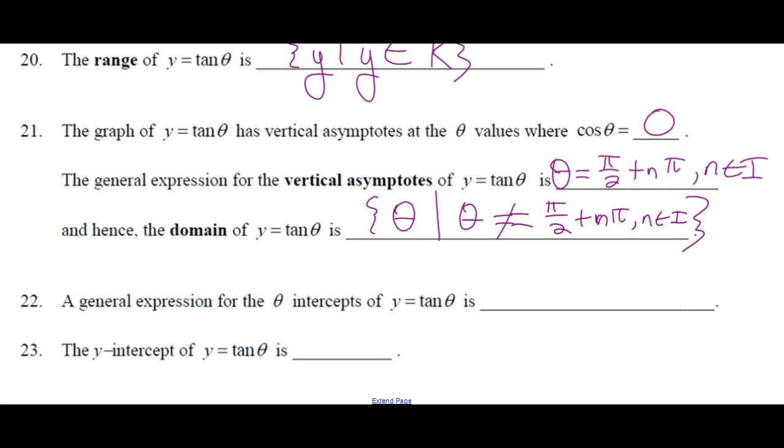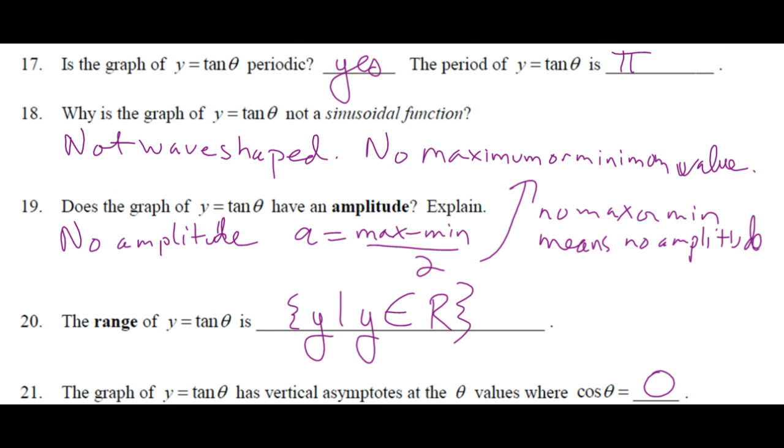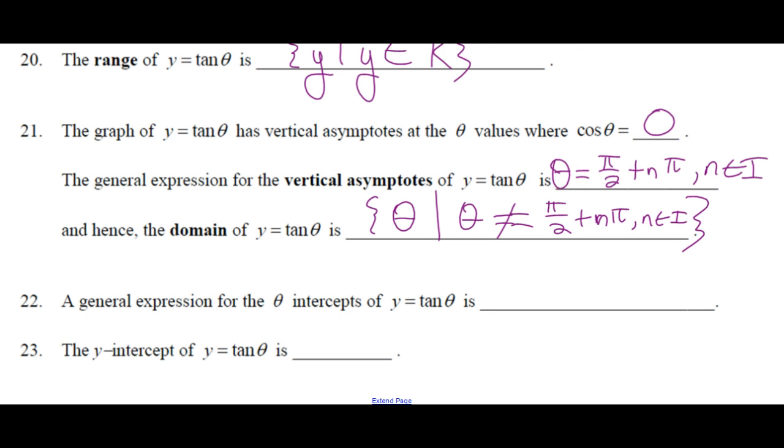Okay. Now, I listened to you on this one. General expression for the theta intercepts. Where do we intercept theta? I'm going back to the graph. I don't trust you anymore. You've lost me. So theta intercepts are where? N pi. Now it's n pi. So theta intercepts are where theta is equal to n pi and n belongs to the integers.